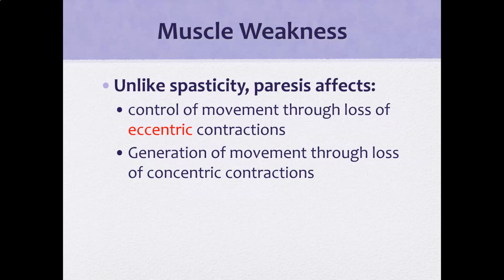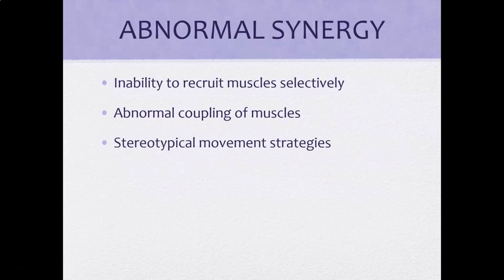Okay. Unlike spasticity, though, paresis, which is weakness, affects control of movement through loss of eccentric contractions, so it's the slowing down in gait, and generation of movement through loss of concentric contractions. Abnormal synergy: inability to recruit muscles selectively, abnormal coupling of muscles, and stereotypical movement strategies. Okay.